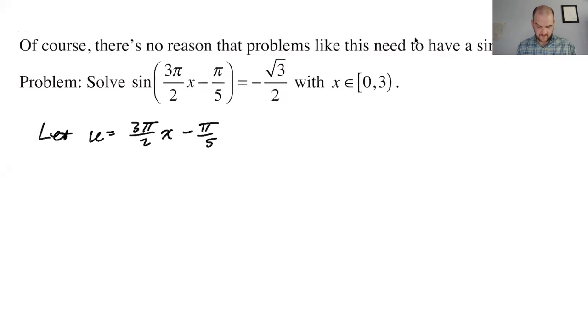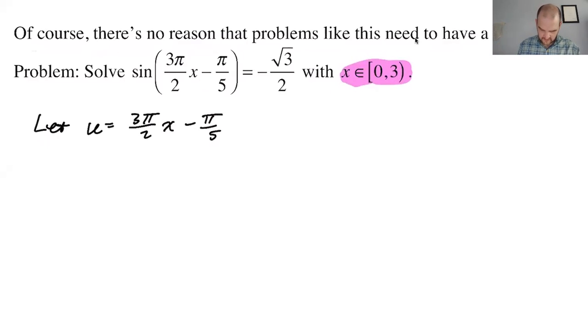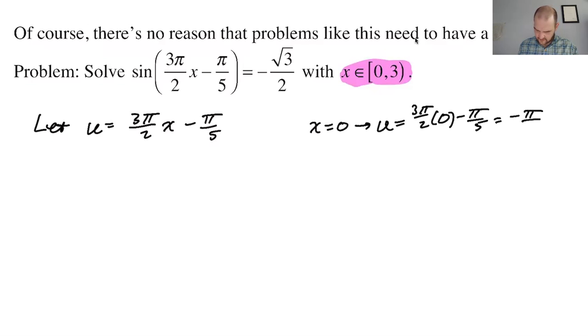Now, what's weird, well, it's not weird, but in this problem, the initial bounds that I'm given are x bounds. But I'm going to change the problem into a problem involving u. So I need to change these to become u bounds. So if x equals 0, then u is going to be 3 pi over 2 times 0, which you obviously don't need to write, minus pi over 5, so negative pi over 5.